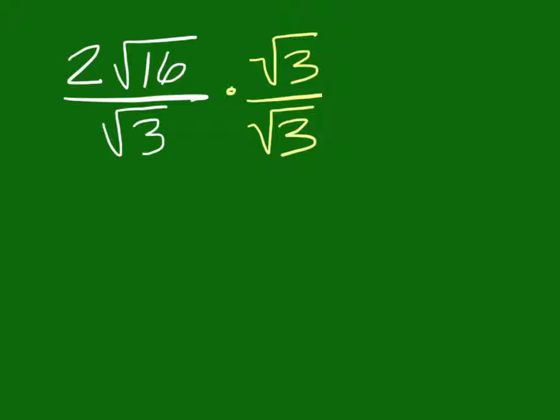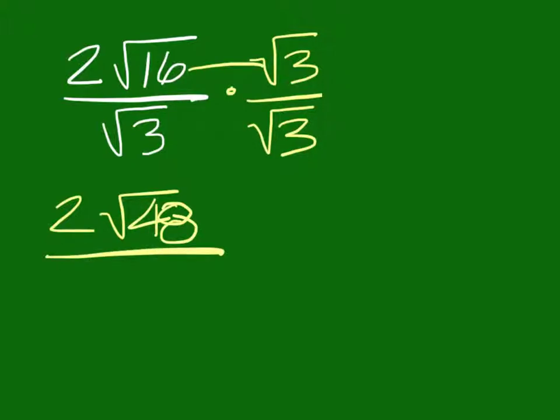On the top, you will have 2 square root of 48, which comes from 16 times 3. On the bottom, any square root times itself is the number under the sign, so it's simply 3. The square root of 3 times the square root of 3 is 3. Do not put a square root sign over it.